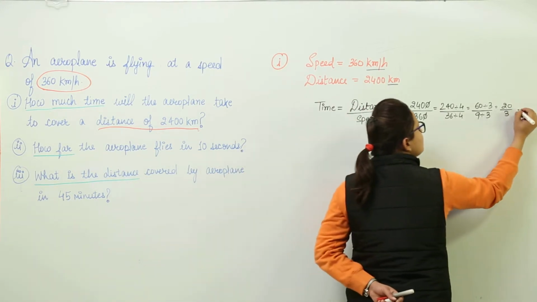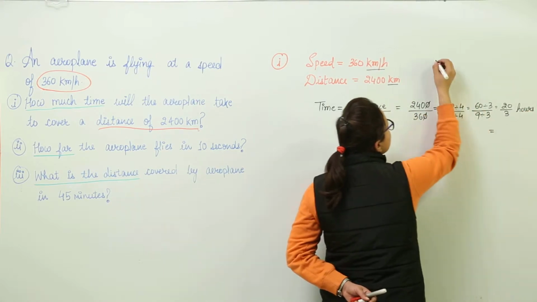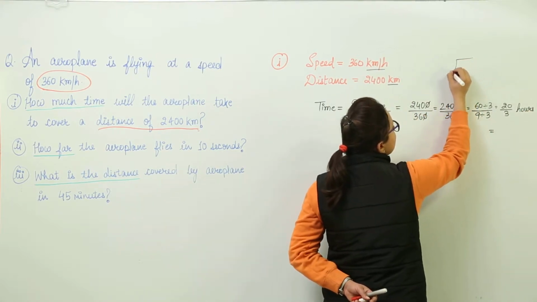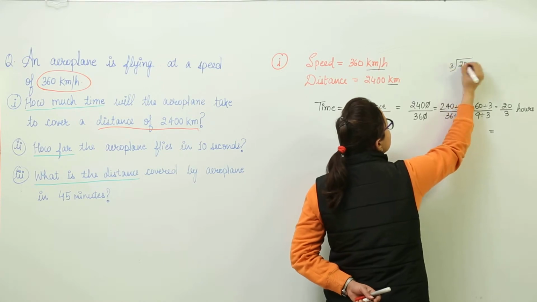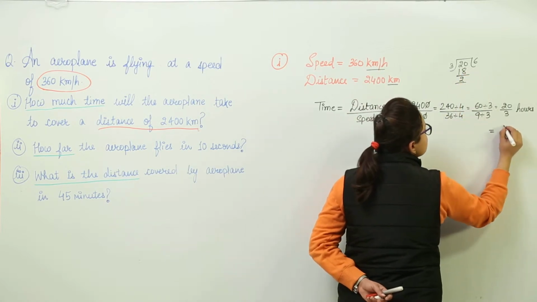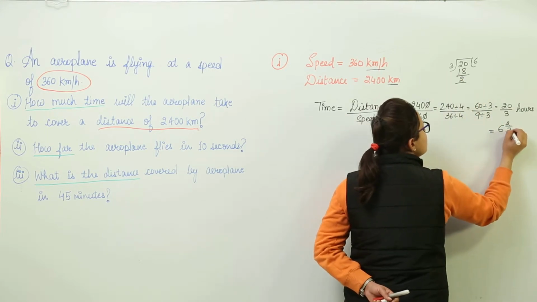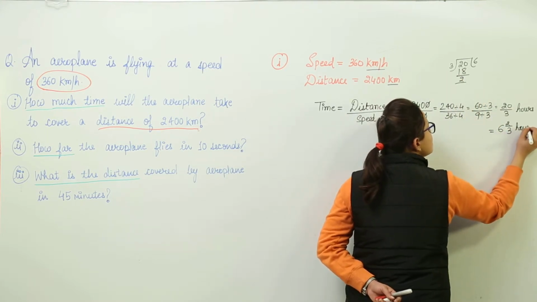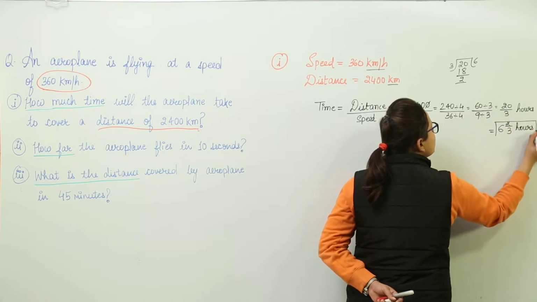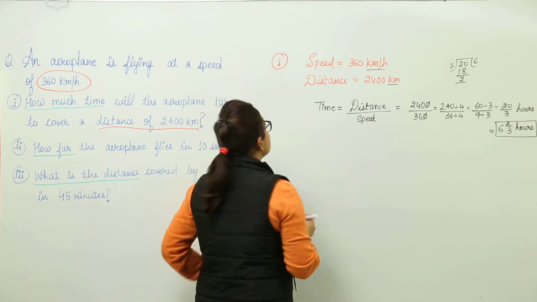You can leave the answer in hours as it is, or you can convert it into the mixed fraction, that is by dividing 20 with 3. You get 3 sixes are 18, remainder 2. To write the mixed fraction for this, we have 6 whole 2 upon 3. So we write 6 whole 2 upon 3 hours as the time taken by the aeroplane to travel a distance of 2400 kilometers. This was the first part.